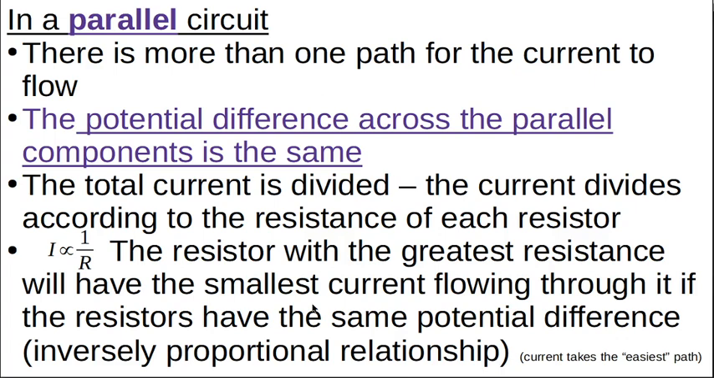If the current is given a choice, most of the current will go through the easiest path, being the smallest resistance. So an inversely proportional relationship means big current, small resistance, okay? So small current, big resistance. That's what an inversely proportional relationship means.